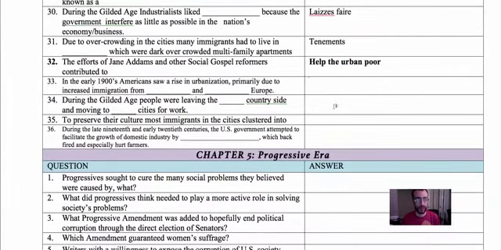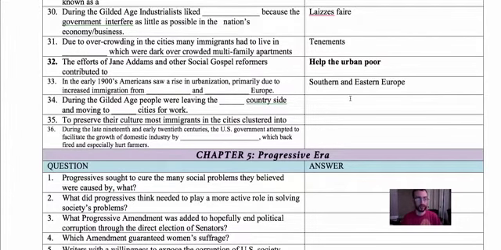Number 33, in the early 1900s, Americans saw a rise in urbanization, primarily due to immigrants from blank and blank. Well, this is going to be Southern and Eastern Europe. Now, we will see immigrants come from other regions, but Southern and Eastern Europe were the main parts.